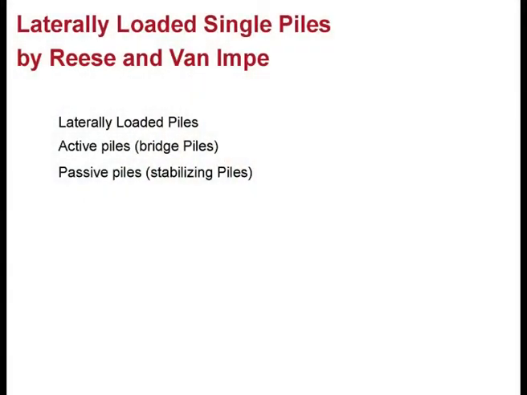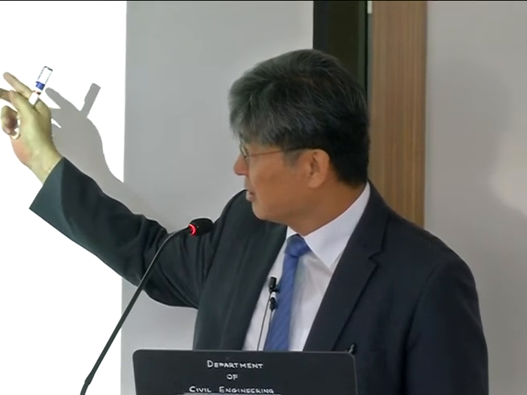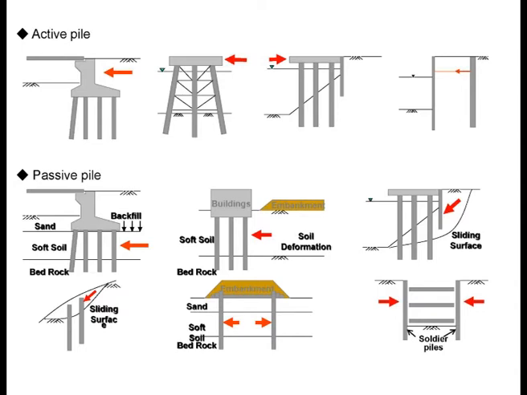First, I'm starting with single piles. Reese and Van Impe are well-known scholars, but in the case of laterally loaded piles, we have two different types of loading: active piles and passive piles. What are active piles? Most of the loading acts on the structure directly. In this case, some abutment structures, some harbor or supporting systems, excavation, all of this loading acts directly on the structures. We call this active.